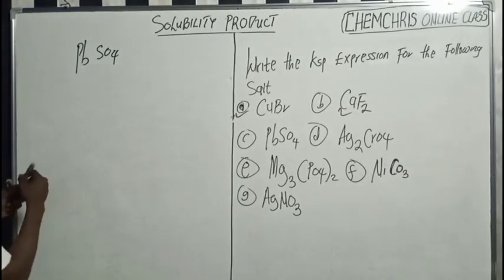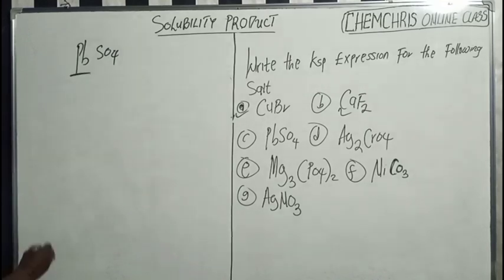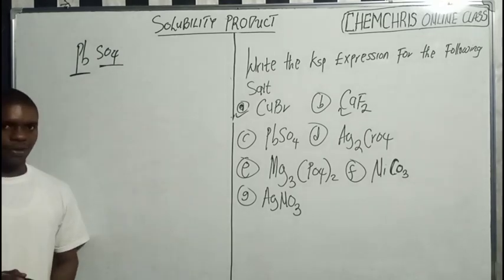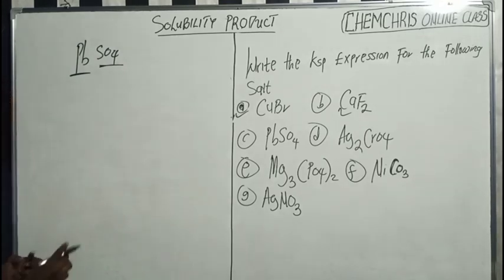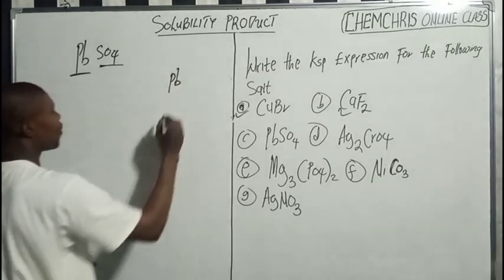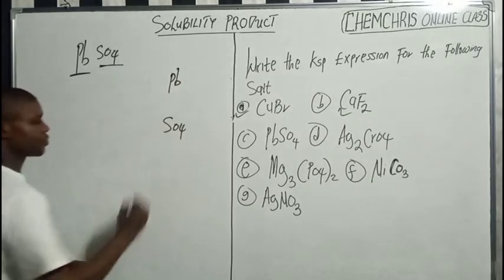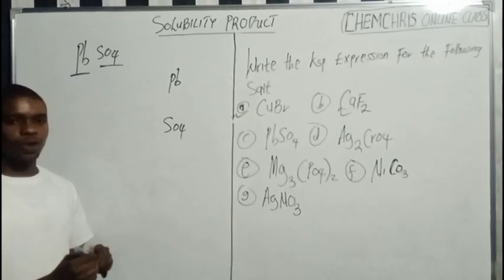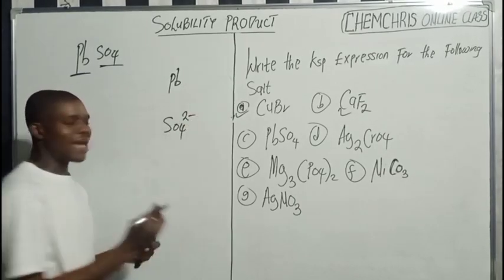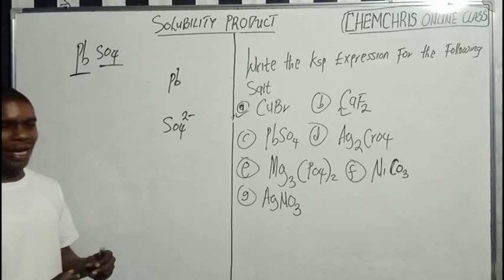Now this one here we have a monoatomic ion, which is the lead, and here we have a polyatomic ion, which is the sulfate ion. So if you split it here, you have lead and sulfate ion. Now the sulfate ion is only 2 minus, SO4 2 minus.